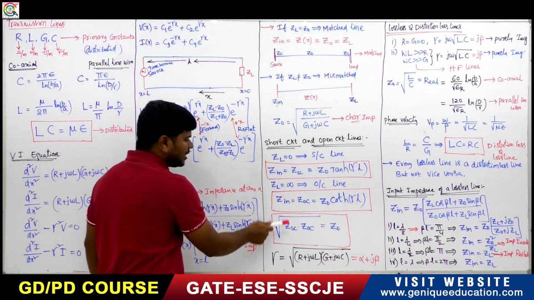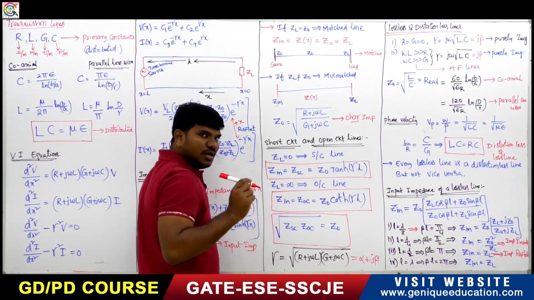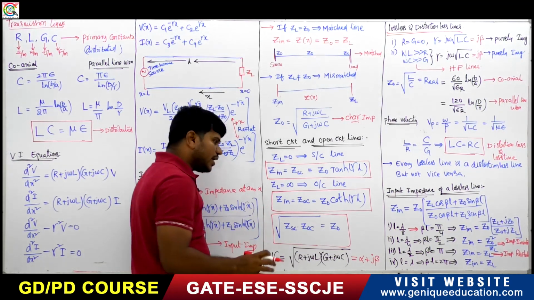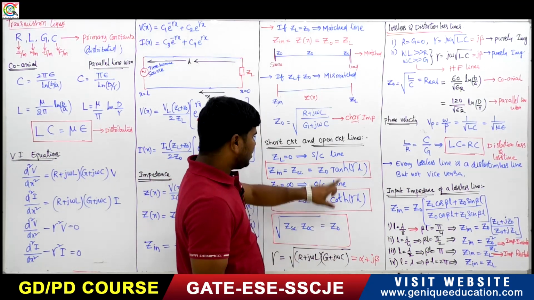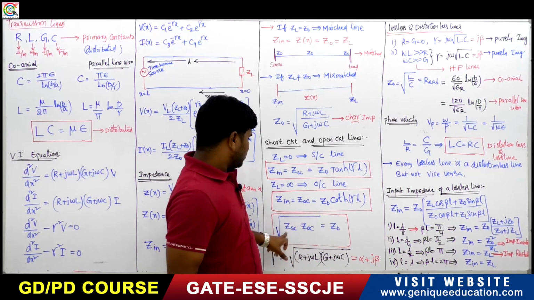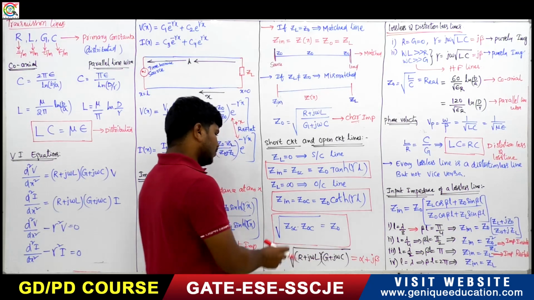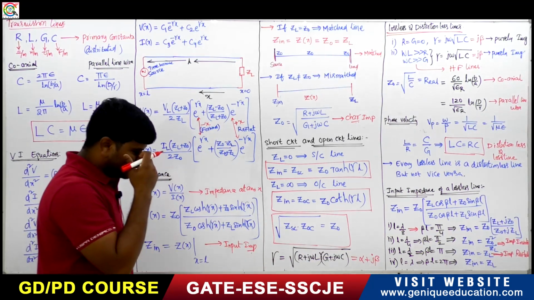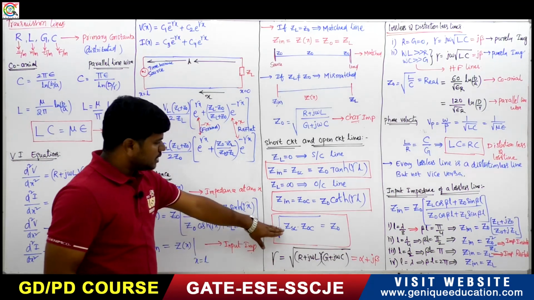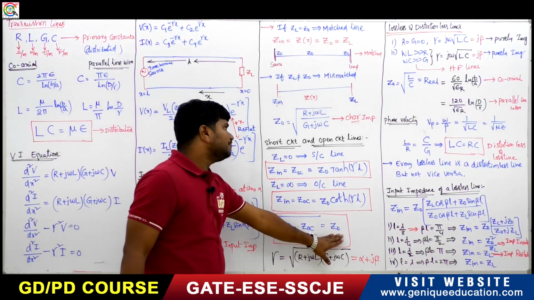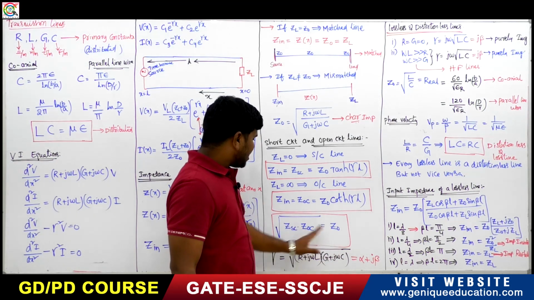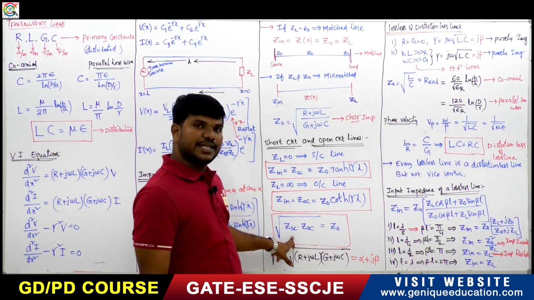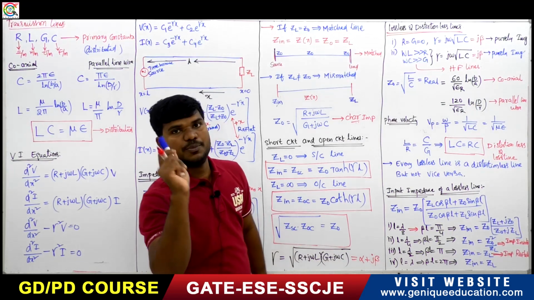Suppose you multiply ZSC and ZOC. If you multiply these two, what will you get? You will get Z0 squared. So you take the square root, and you get root over ZSC into ZOC equals Z0. This is called the characteristic impedance. What is characteristic impedance? Characteristic impedance is the geometric mean of the short circuited input impedance and the open circuited input impedance.